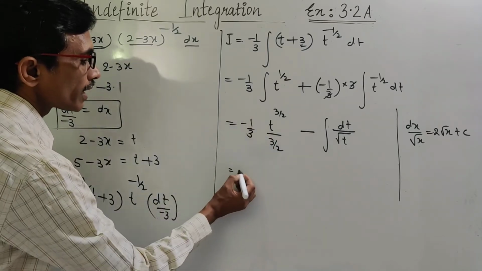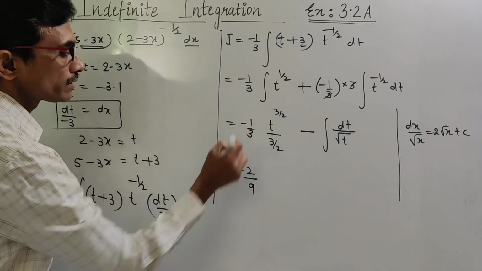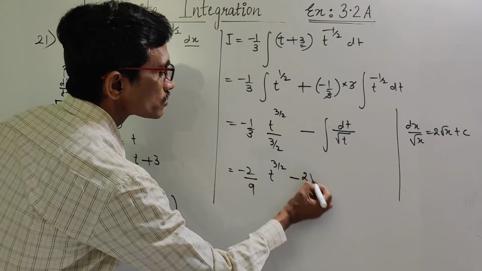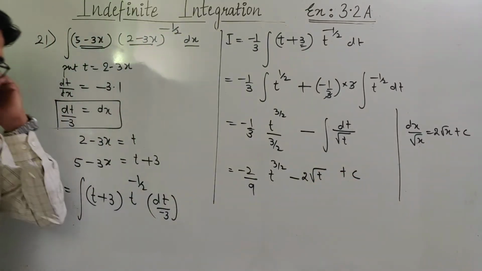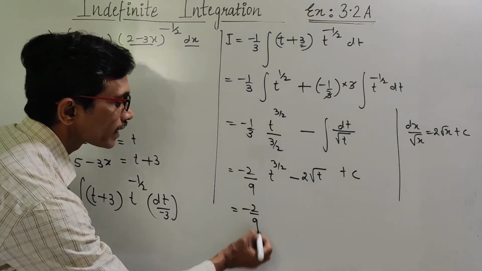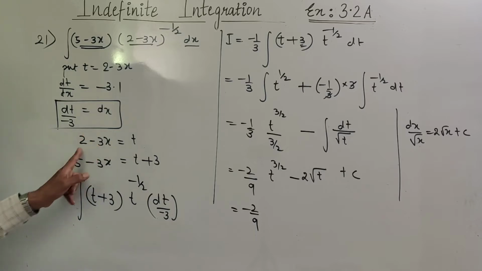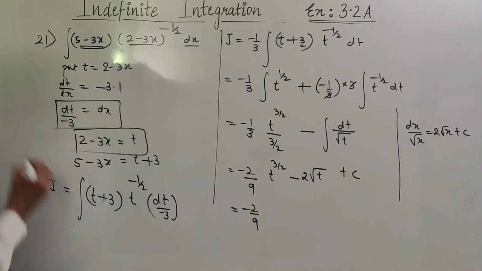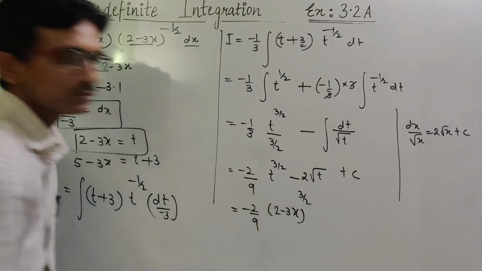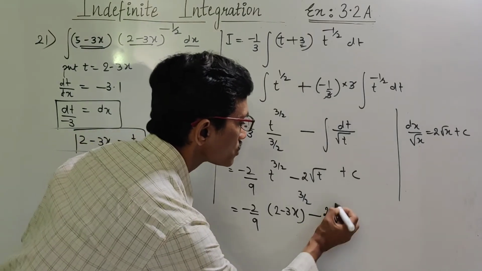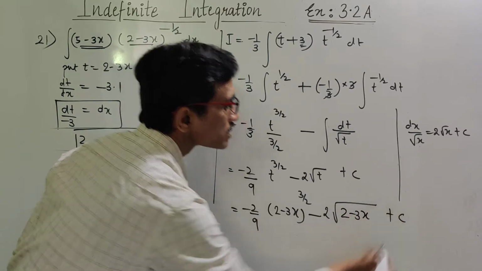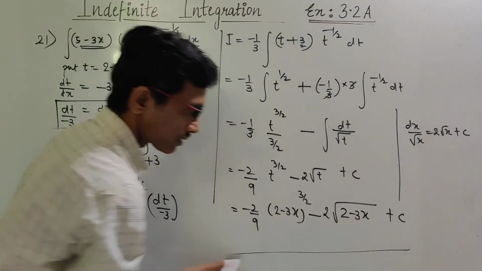Now let us simplify this. Minus 2/9 into 2/3 it will be, and t raised to power 3/2 minus 2 times root t plus constant of integration c. Then resubstitute t. What is our t? See, minus 2/9, t, where t is 2 minus 3x. This is our t, 2 minus 3x, raised to power 3/2 minus 2 times root of t, where t is 2 minus 3x, and plus constant of integration. So this will be our answer.